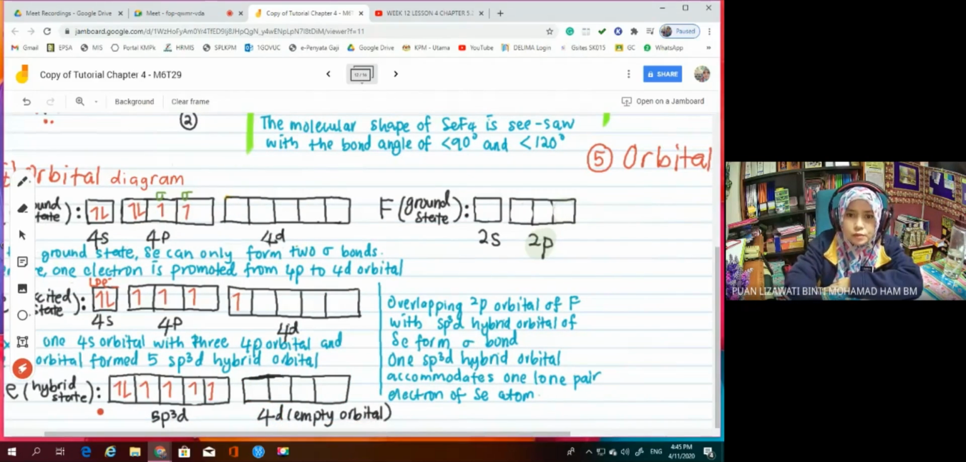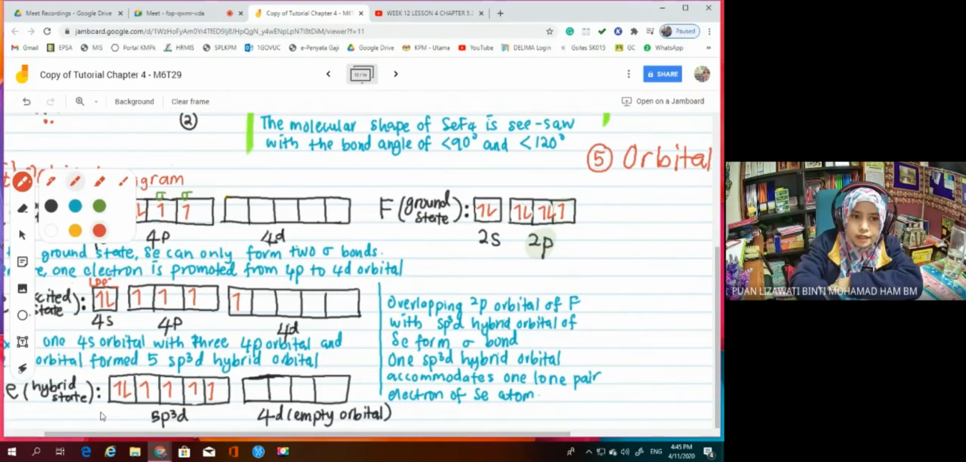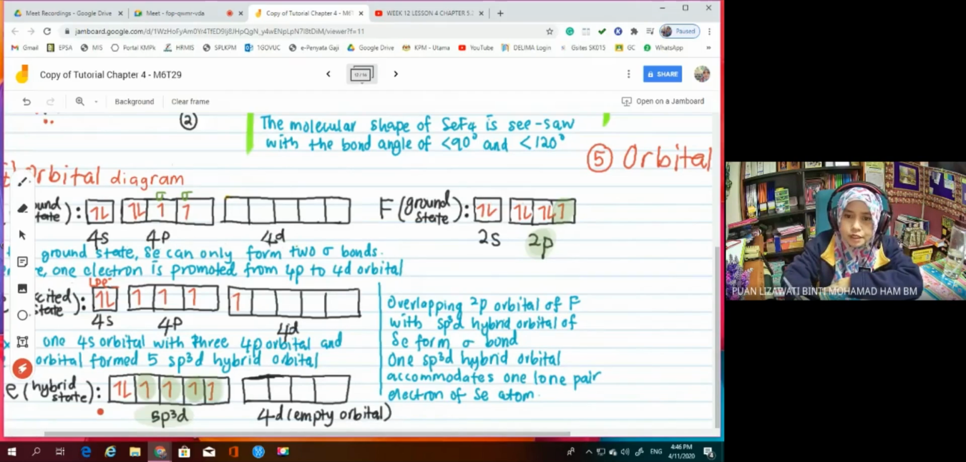Okay, now we move to the orbital diagram for the terminal atom, which refers to fluorine. Fluorine has 7 valence electrons. We can see clearly here the overlapping of the 2p orbital of F with an sp3d hybrid orbital, which refers to the single unpaired electron here; it will form a sigma bond. Here is how you can write the explanation: overlapping 2p orbital of F with sp3d hybrid orbital of Se forms a sigma bond. Alright, this is the explanation for the 4 sp3d hybrid orbitals.